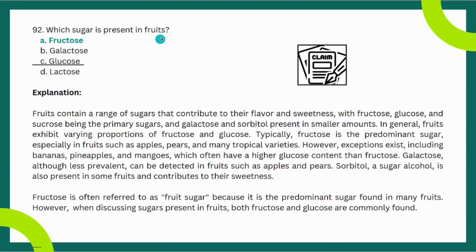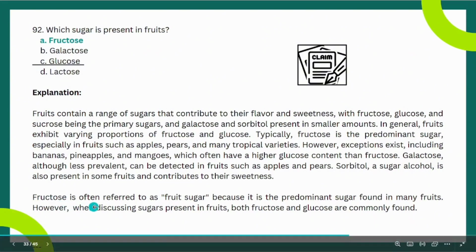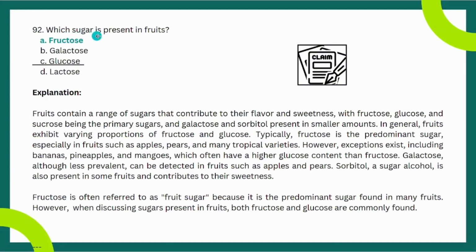Which sugar is present in fruits? We are all aware that fructose is often referred to as fruit sugar. But the question here is, which sugar is present in fruits? Not only fructose, glucose and galactose are also present. But the most appropriate answer is fructose.